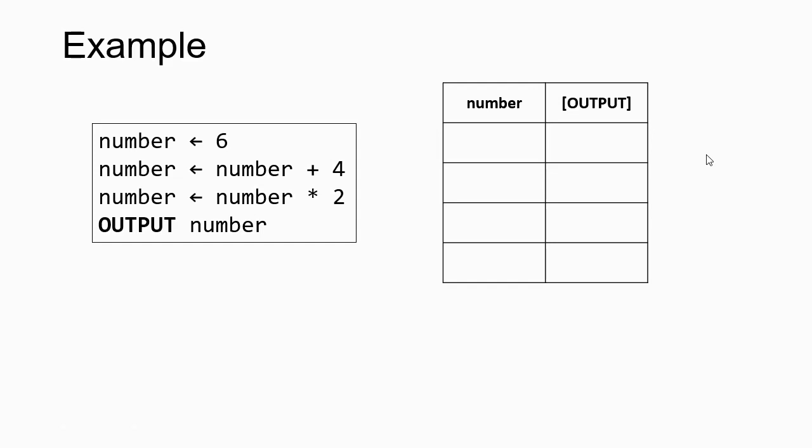Now, this is exactly the same code as we've just looked at. So it's going to do exactly the same thing. We know the number is going to store 6, then it will change to 10, then 20, and then we'll output 20. But this time you'll be able to see how it actually looks in a trace table.